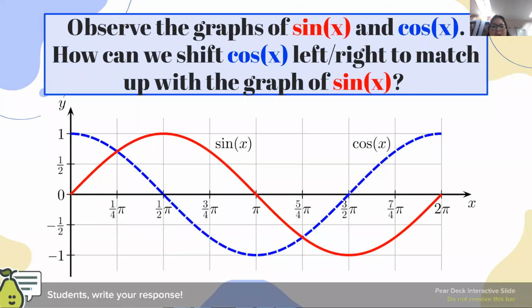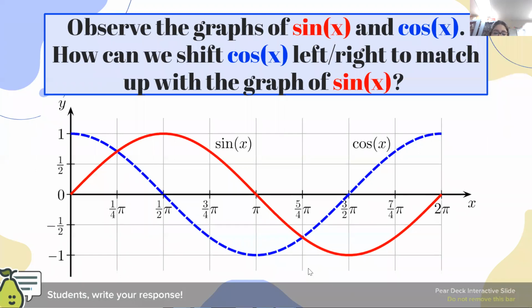Hey everyone, welcome back. Last time we talked about vertical shifts, and in this video we're going to go over phase shifts and a few more examples. Last time we realized that sine and cosine overlap. Notice that our sine graph in red starting at 0, 0 can become cosine of x if we shift it to the left or to the right.